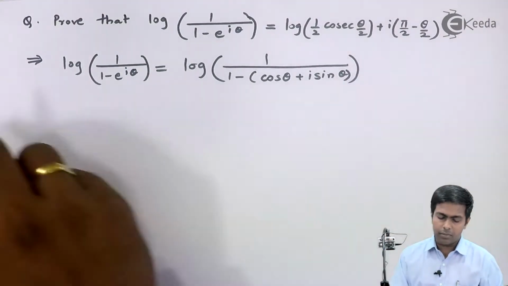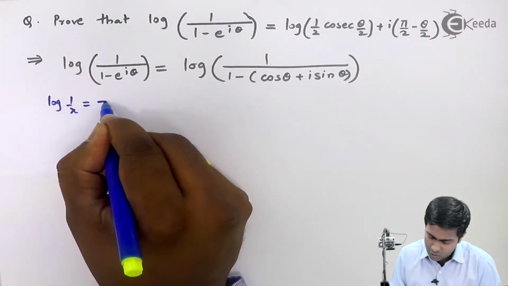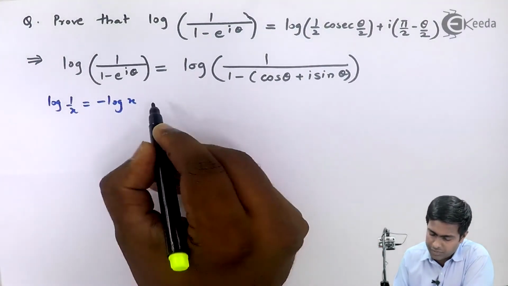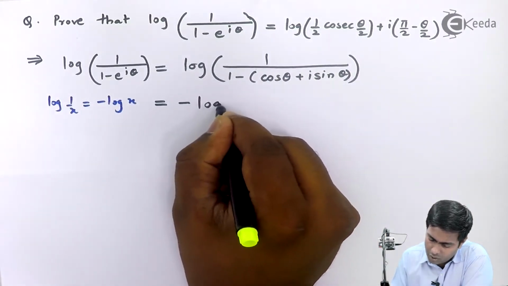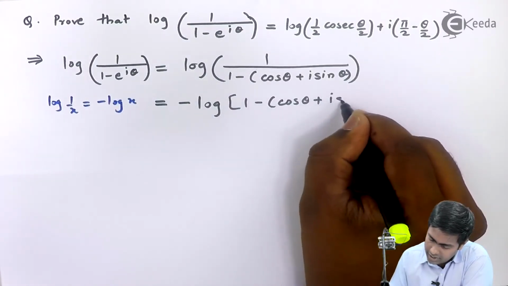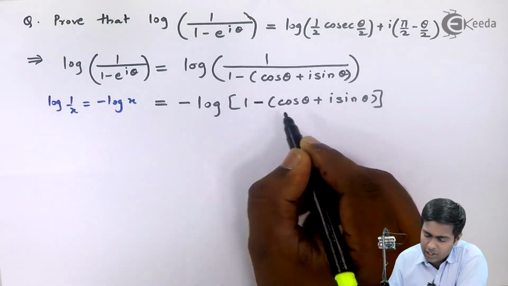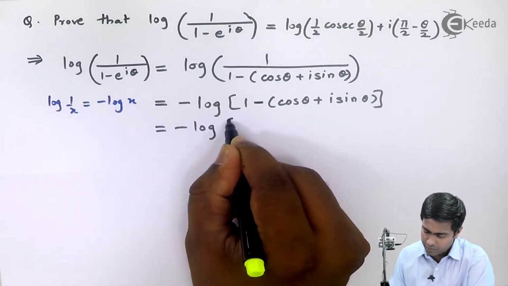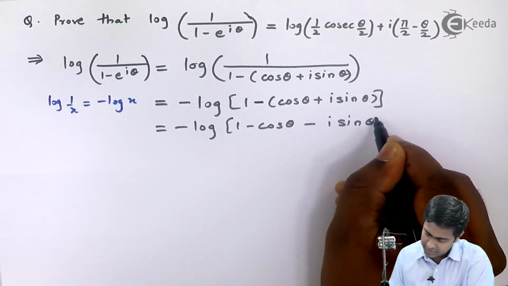Now in logarithm we have one more rule, that is log of 1 by x is equal to minus log x. So I will use this formula here. This will become minus of log of 1 minus cos theta plus i sin theta. Now due to this minus sign, all the signs of this bracket will change. So this will become minus log of 1 minus cos theta minus i sin theta.